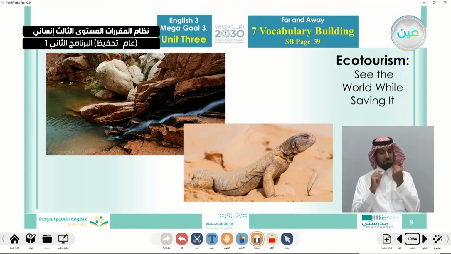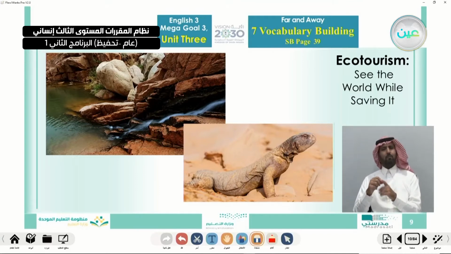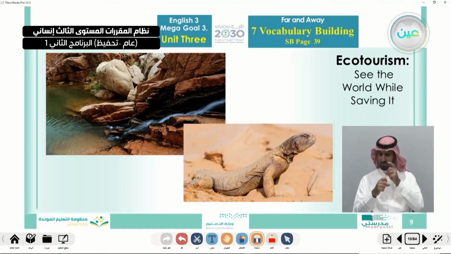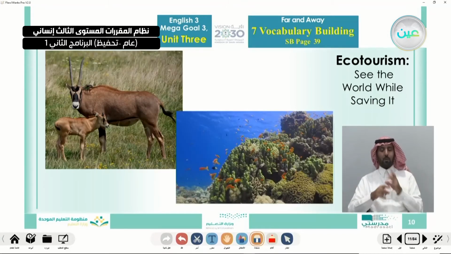Okay, now look at these pictures and you can see something beautiful. Here we can see a beautiful scene, and here we see an animal that needs to be kept alive. This animal needs to be protected, and we see our wildlife committee in Saudi Arabia, how much attention they pay and how they start educating people to protect the environment and the natural resources in general.